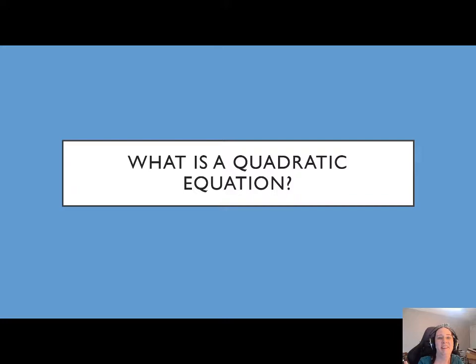Today's lesson is on what is a quadratic equation. So I'm going to be going over what makes something a quadratic equation, unlike the linear equations we were solving earlier, and then how to identify whether something is quadratic or not.